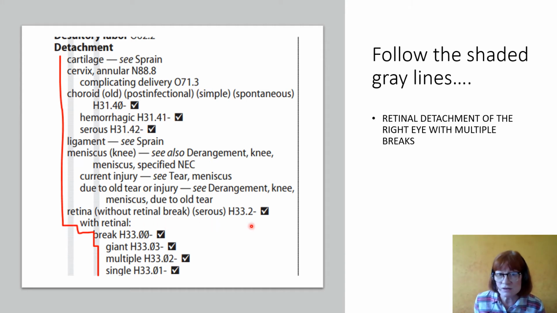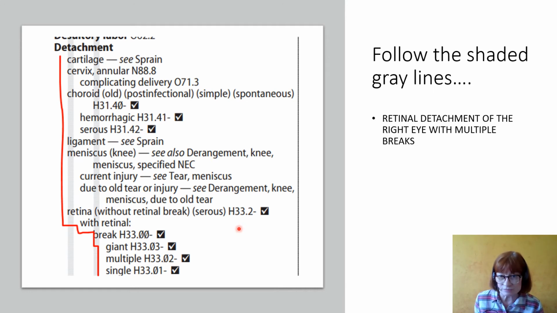There is a default code here. However, take note, if the diagnosis just said retinal detachment, boom, nothing more, no more description to it, then we would stop here at H33.2. But it doesn't. We have right eye and multiple breaks.